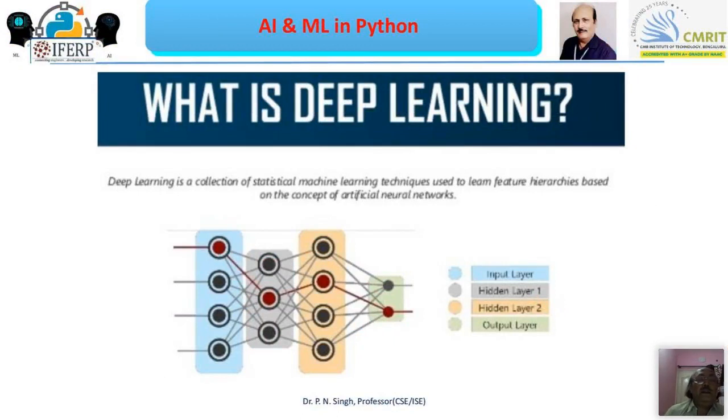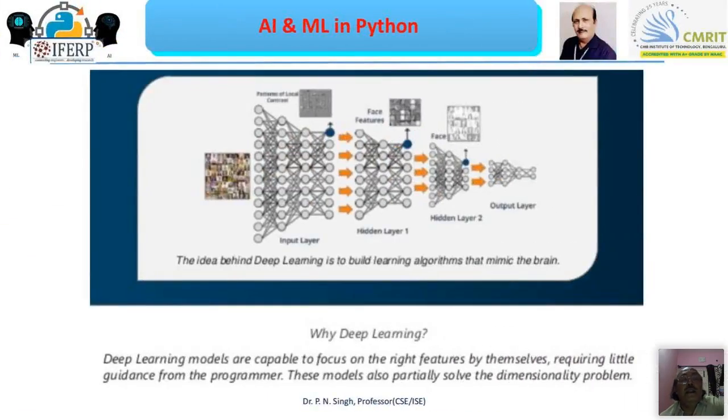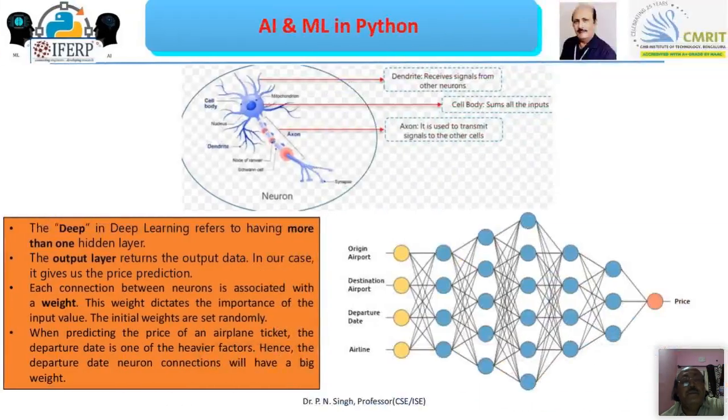And here in deep learning, the neural network concept is taken, where hidden layers compute something and finally predict. So the input is coming, and here are the hidden layers to compute some of the functions and finally to predict the data. Like that it is deep learning, where different layers may be in between. The deep in deep learning refers to having more than one hidden layer.